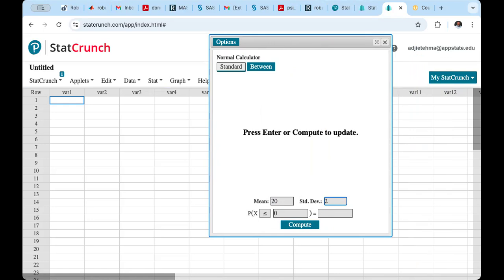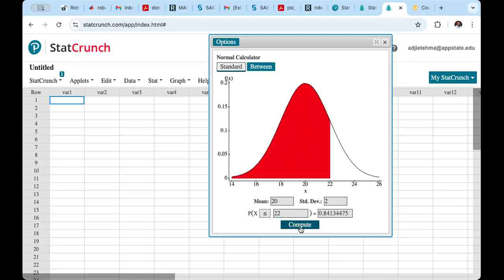How do we do that? Anybody? Okay. Do you all agree with her? Okay, good. So let's do that. And then we hit compute. Right.